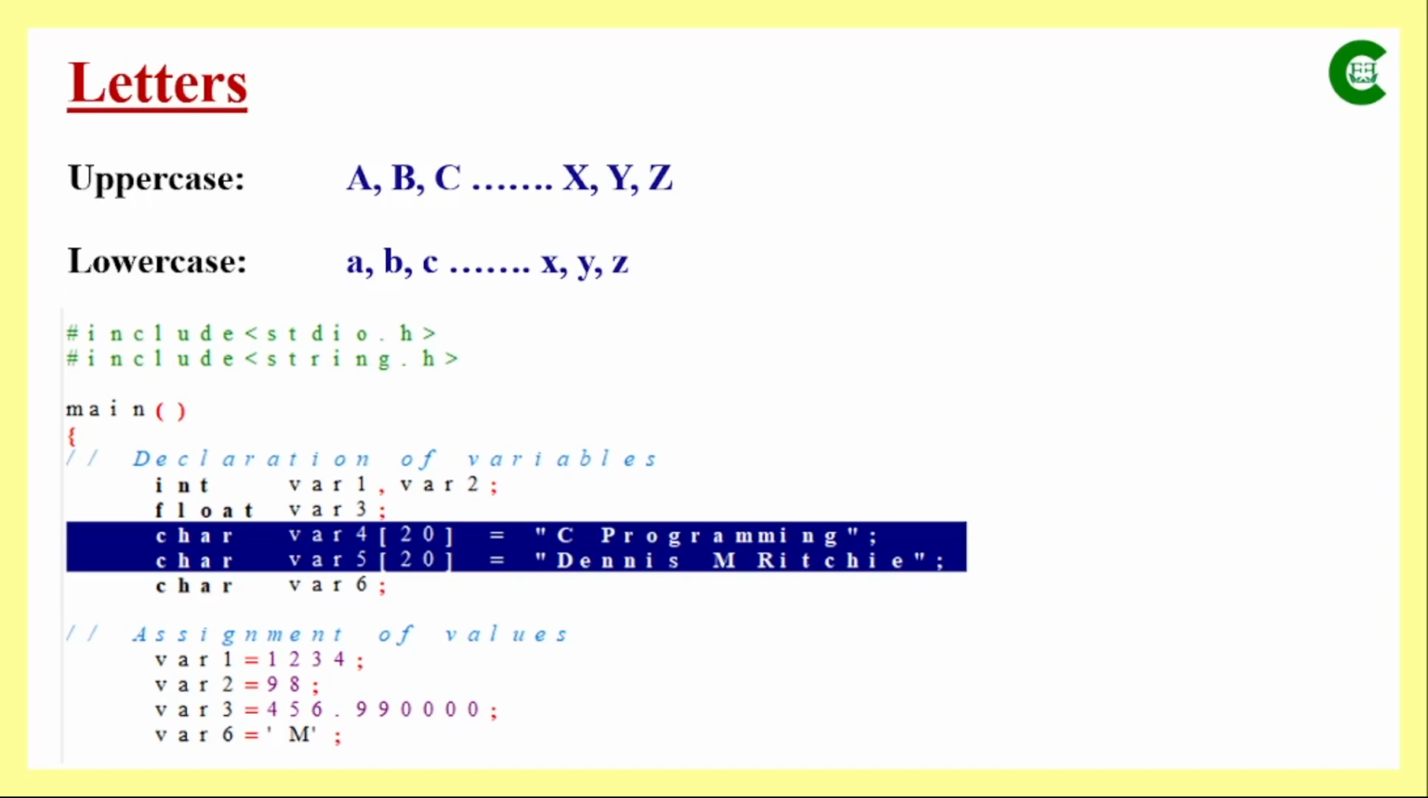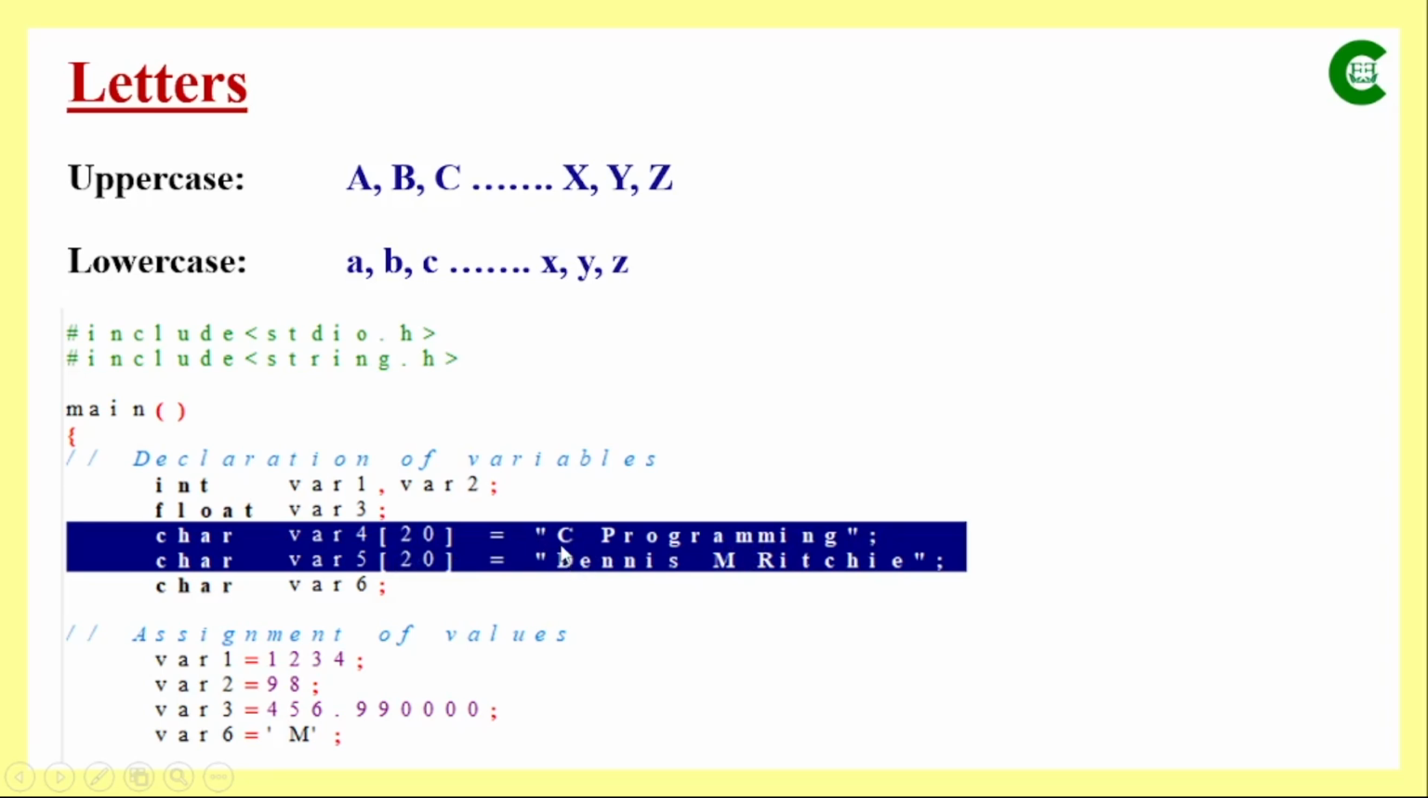So here var1, var2 till var6 are actually variables that we will learn in our future classes along with their declarations and data types. In the portion highlighted in blue, we can see that var4 and var5 are actually arrays of characters, or they are called strings. So their data type is char, which signifies character, and within double quotes what we can see here is written C programming for var4, and for var5 it is written Dennis M.